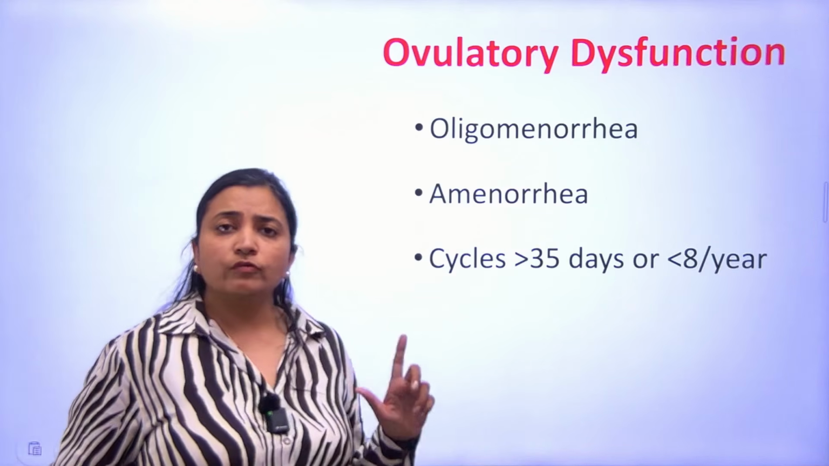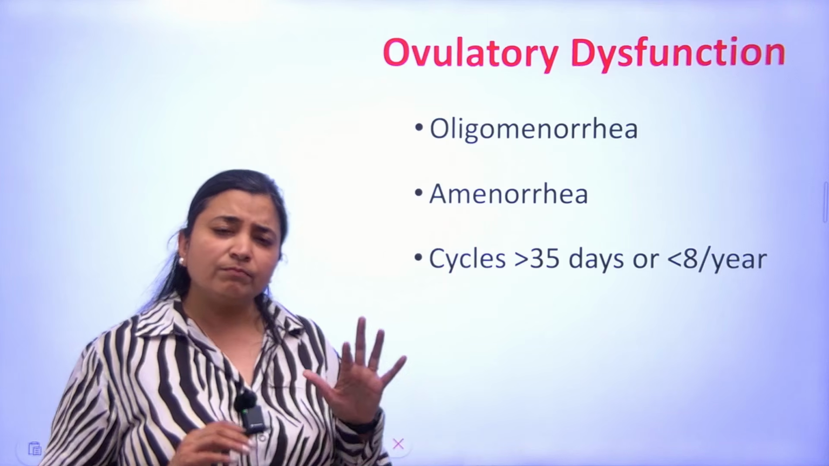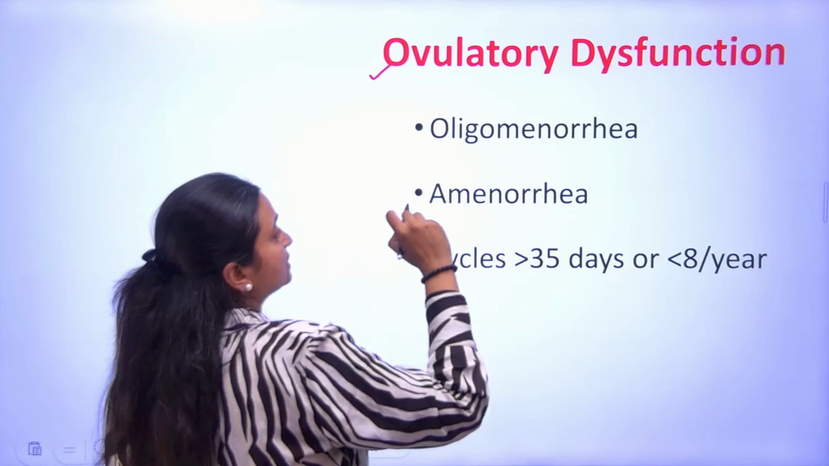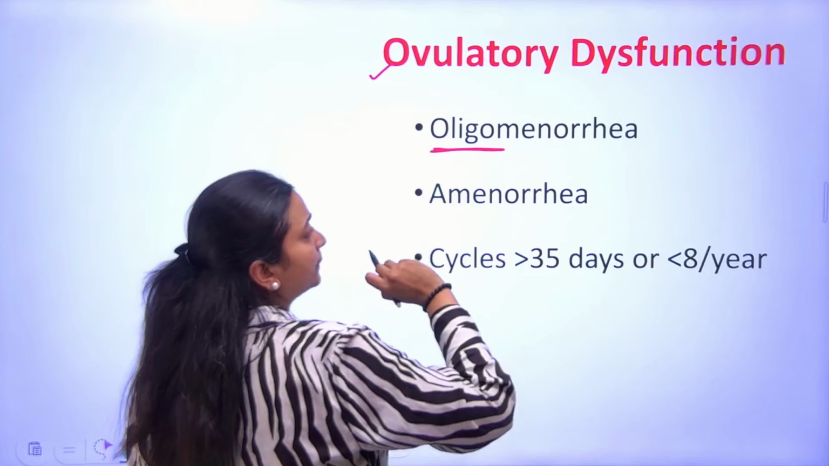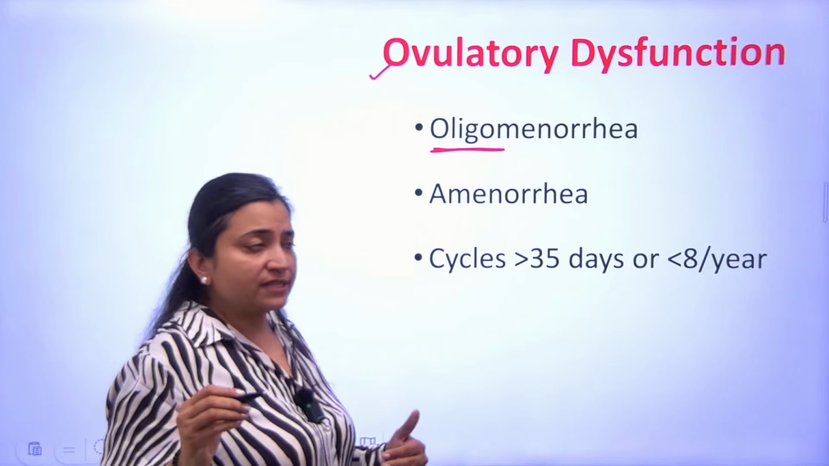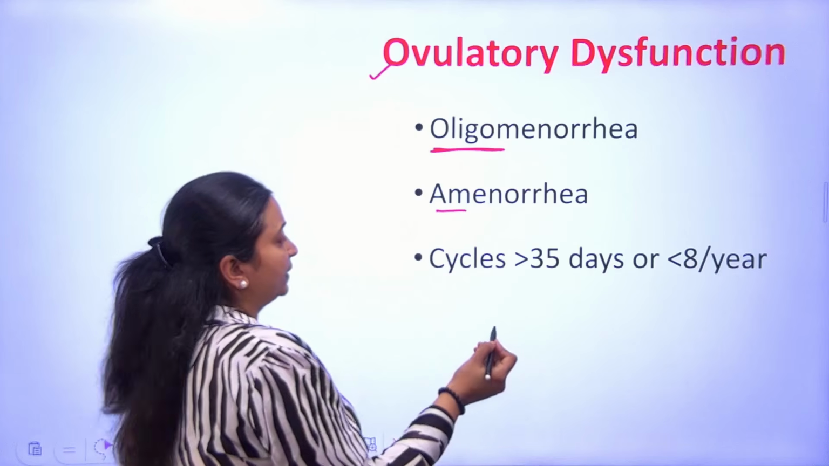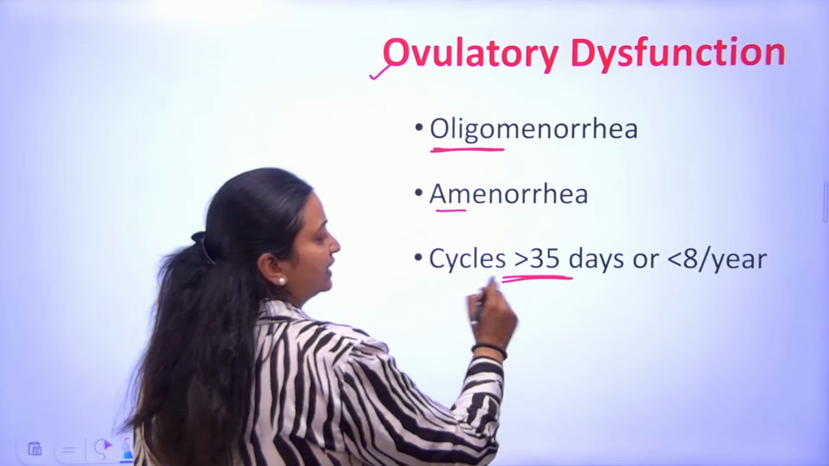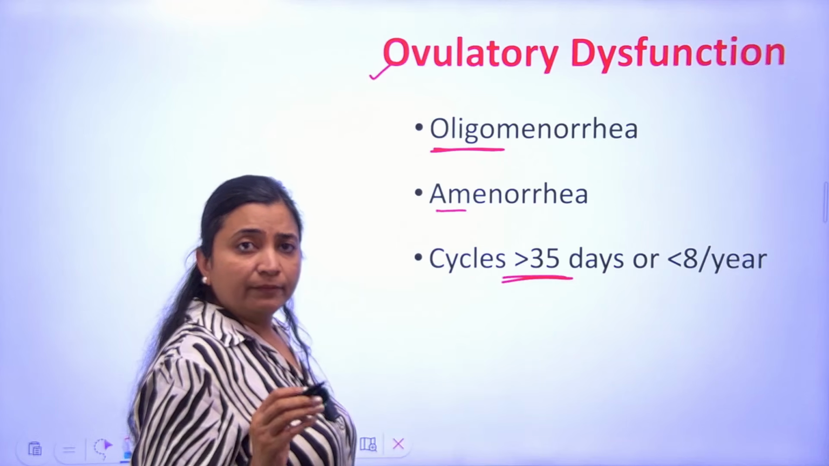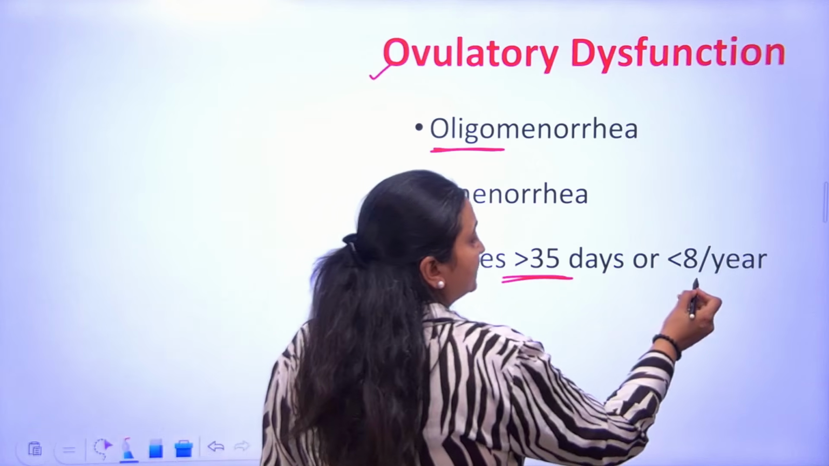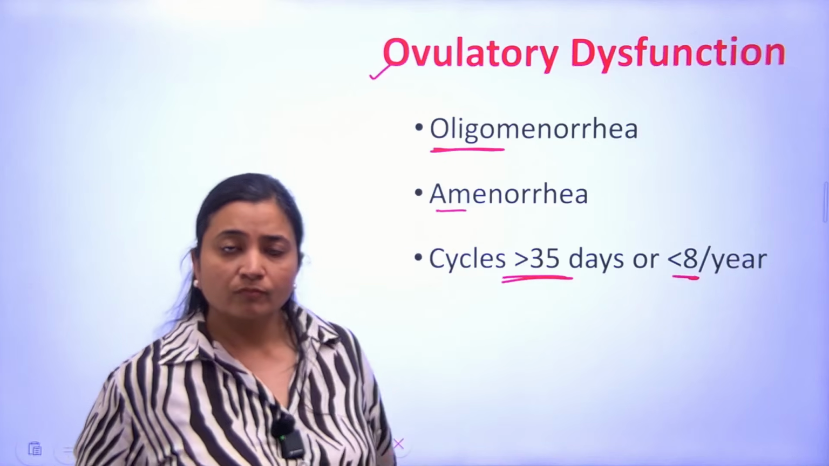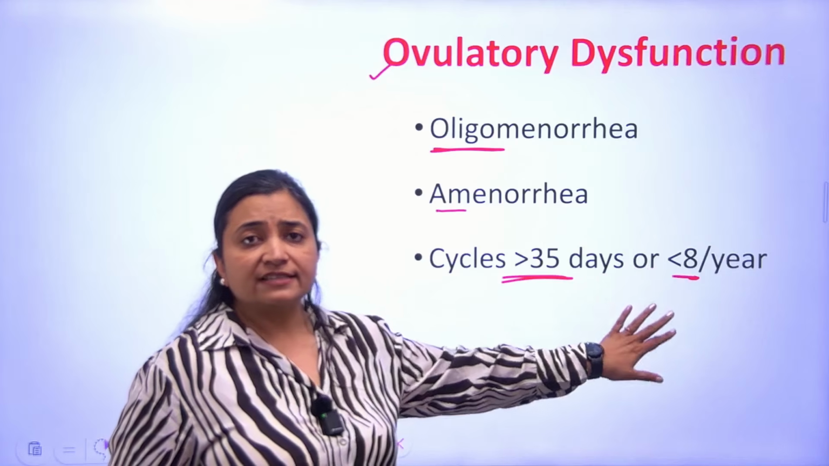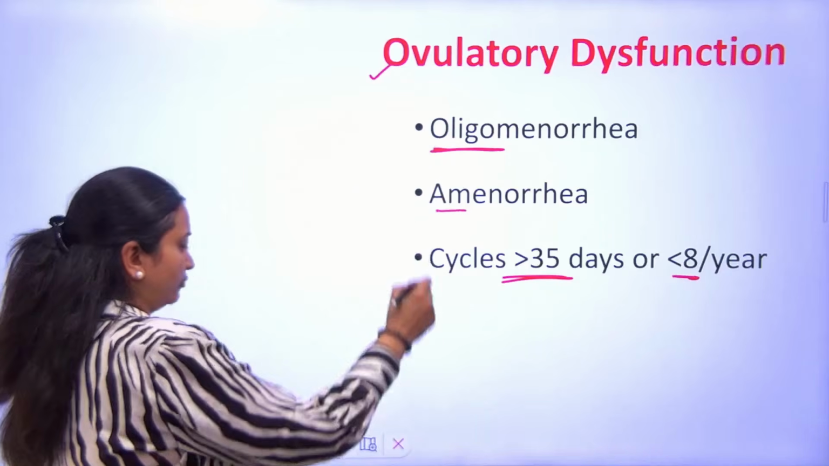Now the next terminology is ovulatory dysfunction. I have talked about it in much detail in my AOB classes. But here, if we are saying ovulatory dysfunction, that means the patient has oligomenorrhea, meaning infrequent menses, or amenorrhea. What does that mean? An intermenstrual cycle length of more than 35 days, or fewer than 8 episodes of menses per year. Mostly a woman has 12 to 13 menses per year, but here this woman will have fewer than 8 menses per year. This is called ovulatory dysfunction.